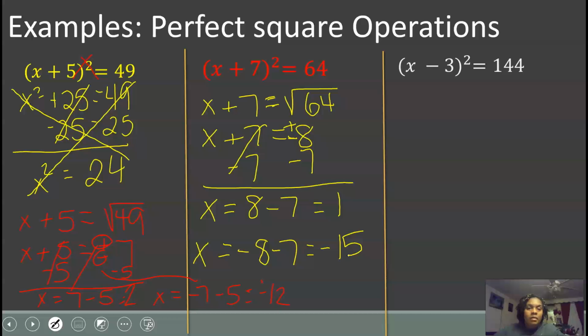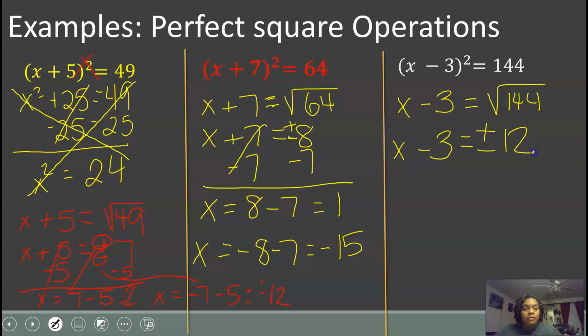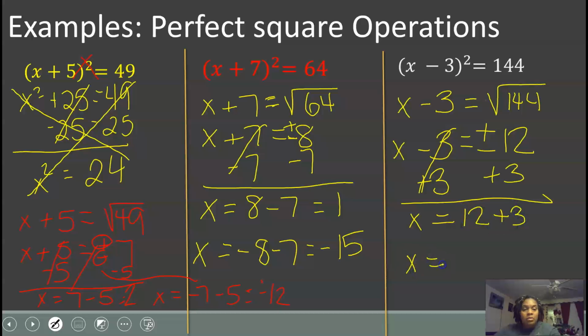And here we have x minus 3 equals the square root of 144. Okay. x minus 3 equals plus or minus 12. Add 3 on each side. You have x equals 12 plus 3, or x equals negative 12 plus 3. Here you would have 15, and here you would have negative 9.